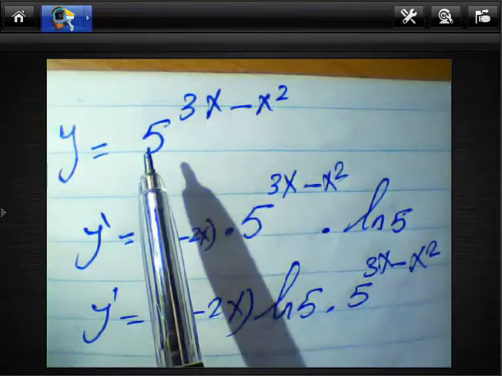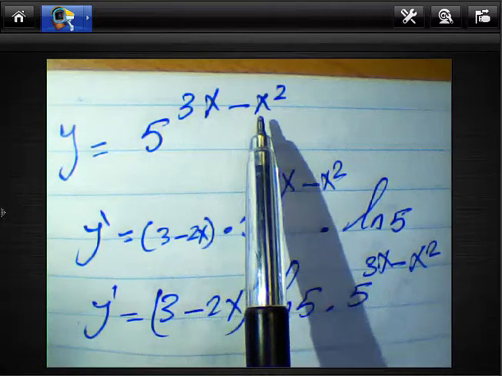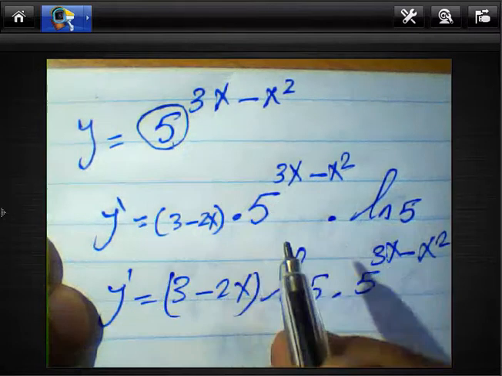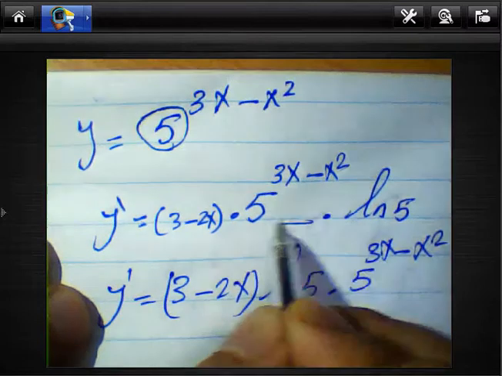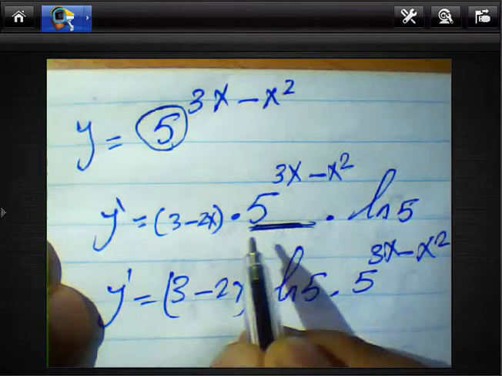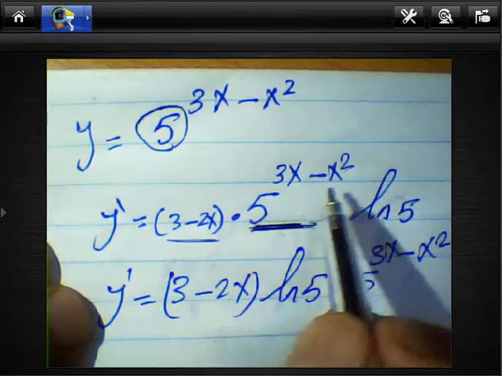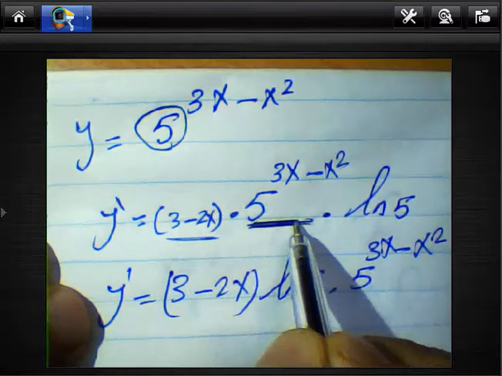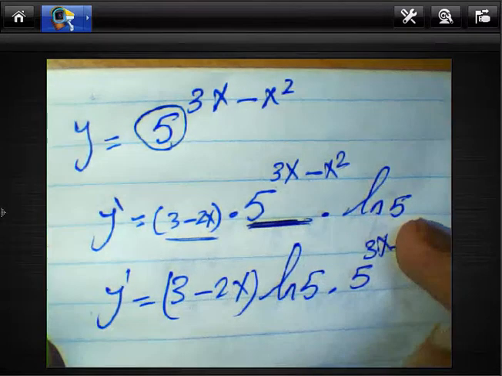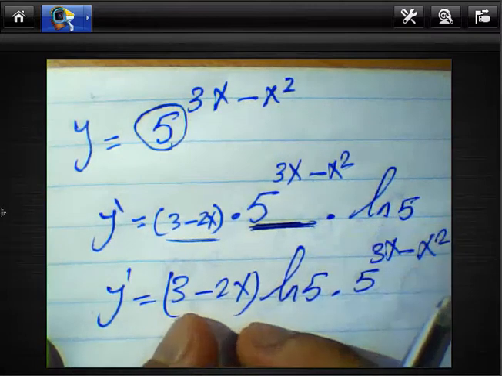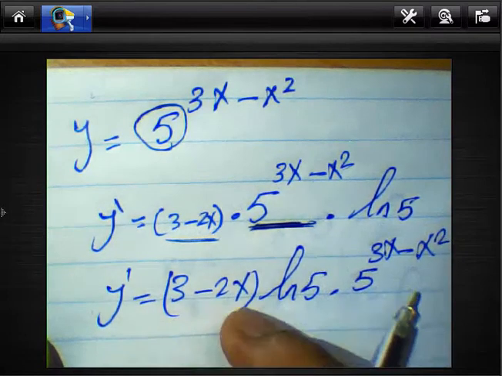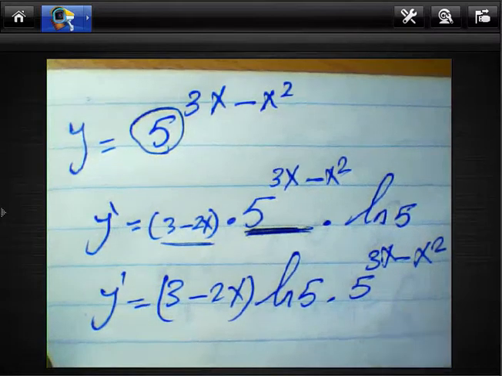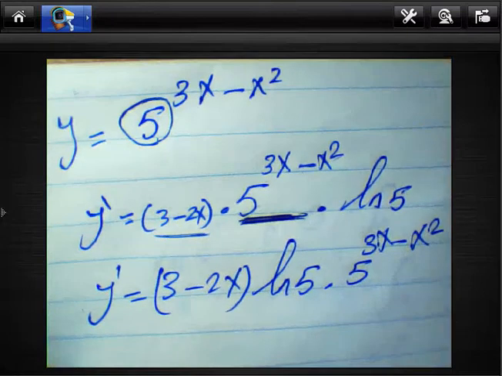Look at this example, y equals 5^(3x-x^2). For the derivative of this function, look, we have a number. We must write this number to the power 3x minus x^2 here, and we multiply by the derivative of this expression, which will be 3 minus 2x. 3 minus 2x multiplied by ln 5. ln 5 is a number. We can place this number on the right-hand side, right here in the first position, multiplied by (3 minus 2x) in brackets, multiplied by ln 5, multiplied by 5^(3x-x^2).